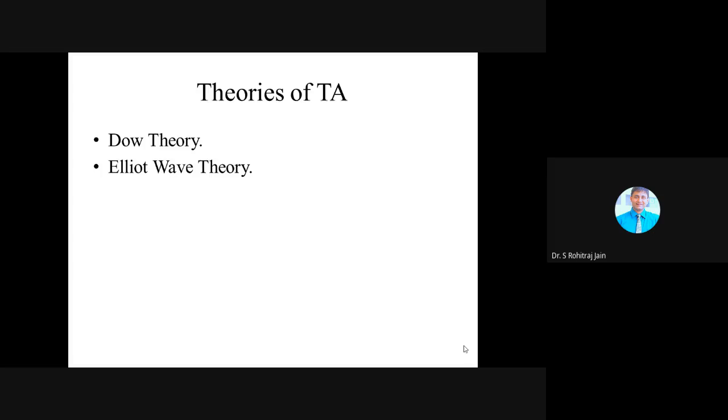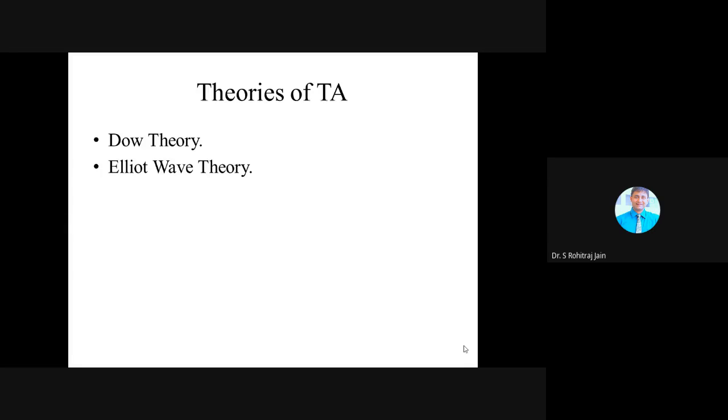The second one is: market has three movements. Please understand which are the three movements, students, as per the Dow theory. The first one is called primary movement. The second one is called secondary reactions or secondary movement. And the third one will be minor movements. Now we'll try to understand what these primary movements are.